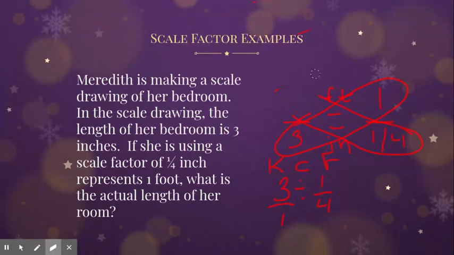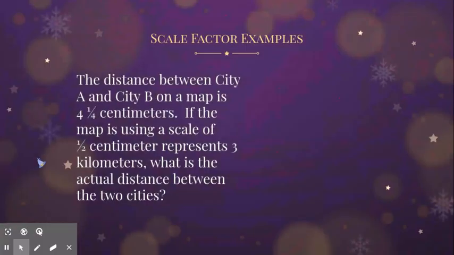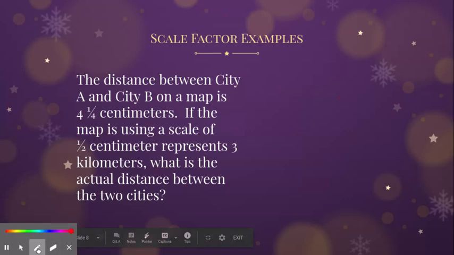Okay, like always, we're going to do another one. This one might be a little bit harder, but we'll see what happens. Okay. So this time, let's see. The distance between city A and city B on a map is 4 1/4 centimeters. Okay, so I have centimeters.